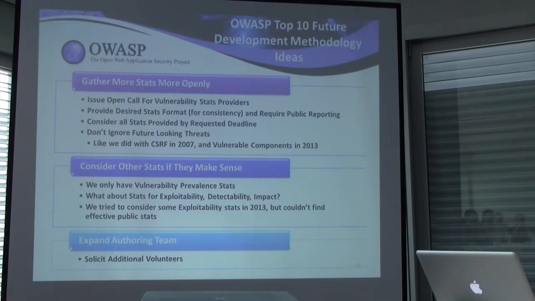So the vulnerable components is another example. In 2007, we put CSRF in there when it was number 32 on the prevalence list. But you said, no, we know it's in every app in the world. It's just not being looked for, so it's not in any prevalence data. So we stuck it in at number 5, and 3 years later, it was number 5, because the people started looking for it. So I think that was a win.